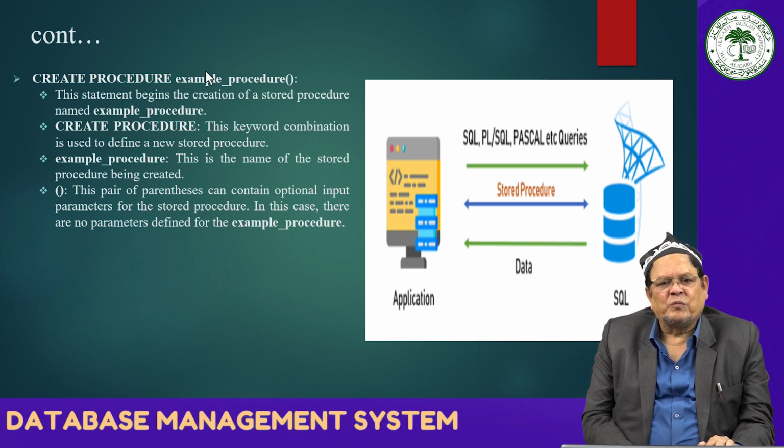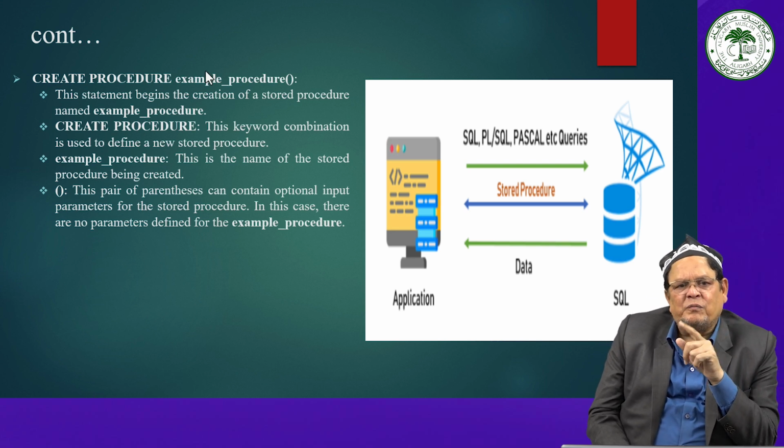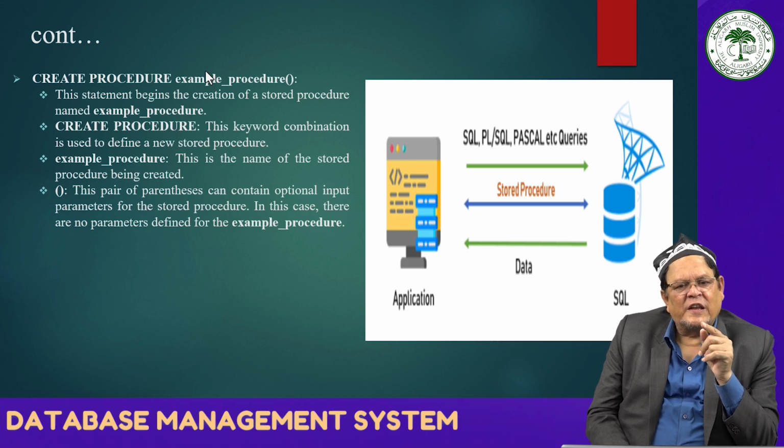Example underscore procedure within parentheses. This statement begins the creation of a stored procedure named example procedure. This is the way to write. If you want to create, you have to write create procedure. This keyword is used to define a new stored procedure. Like create database, create table, there is create procedure also. Example procedure I have given. This is the name of the stored procedure being created. Like student name, create table name student, whatever. Same way you have to give the procedure a name.